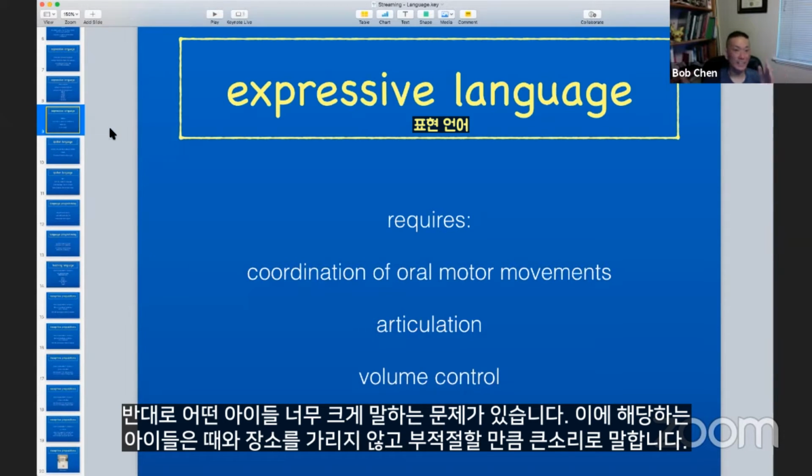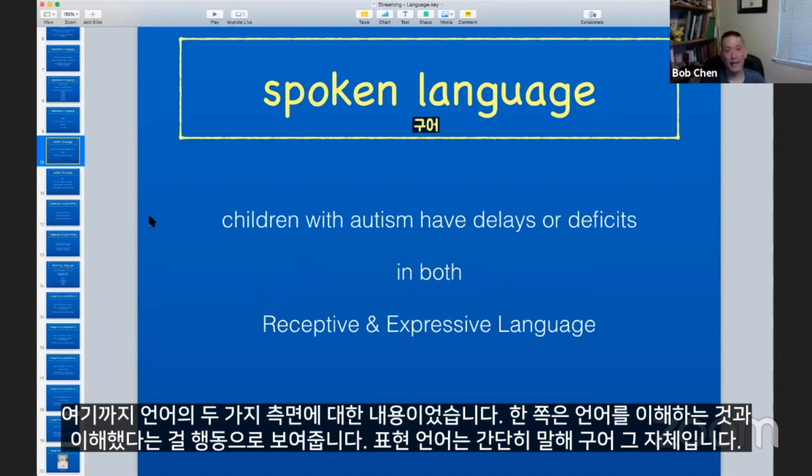Now, other kids have the exact opposite problem. Not with volume control, but they speak way too loud. And so they're going to talk really loud in a lot of different places where it might not be appropriate to speak that loudly. Those are two aspects to language, right? One is understanding the language, and we show how we understand language by doing something. And expressive language is just spoken language.